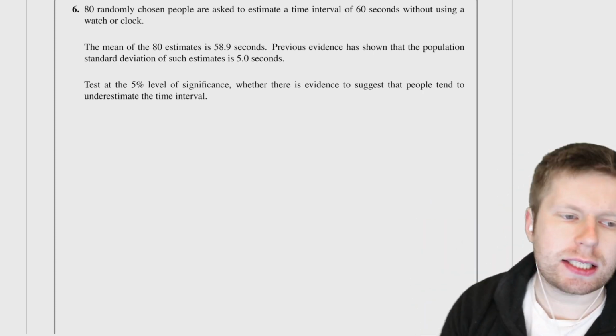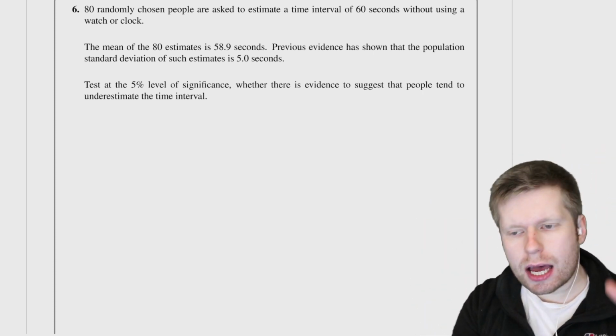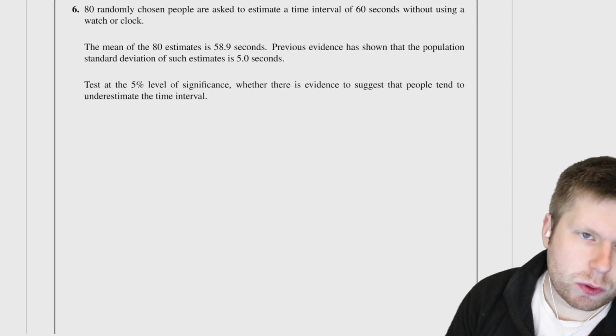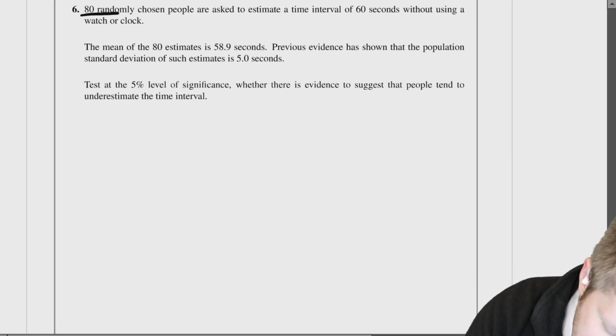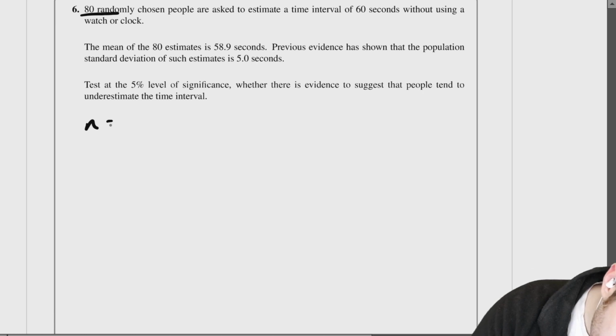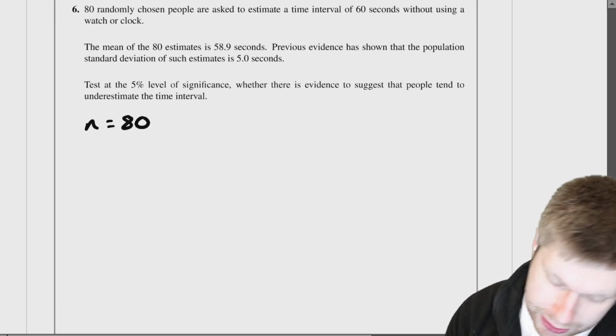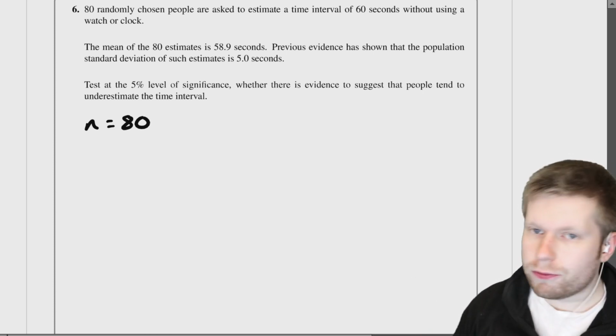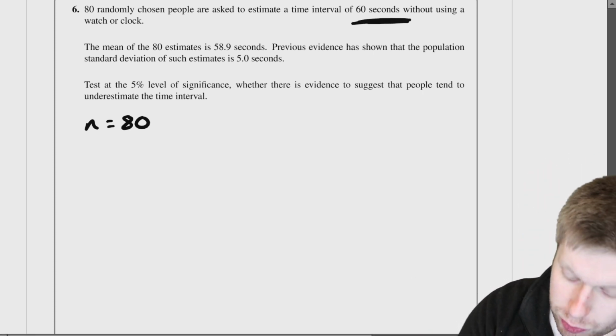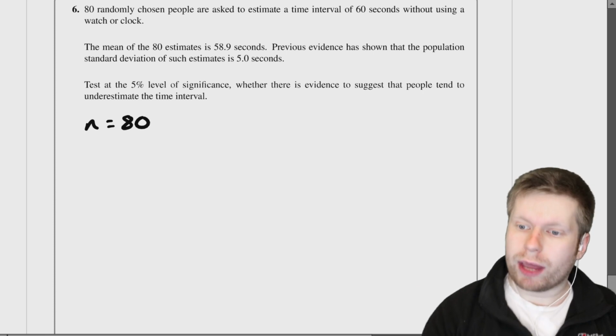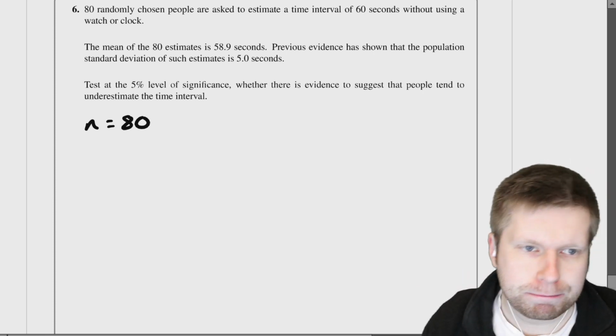Let's go through first of all, and write down what we've got. It's a hypothesis testing question. So let's write down our sample data and things like significance levels. First of all, we're told that 80 randomly chosen people, so that's our sample size. They're asked to estimate a time interval of 60 seconds without using a watch or clock. I'm not going to write down anything to do with the 60. That's just information about what they are doing. It's not an actual statistic.